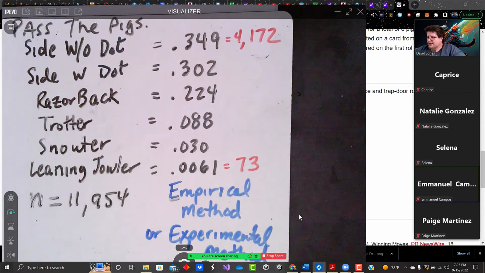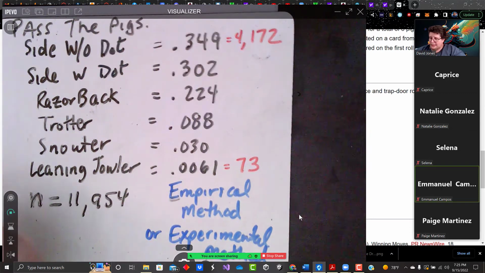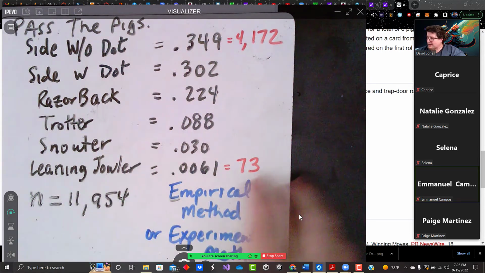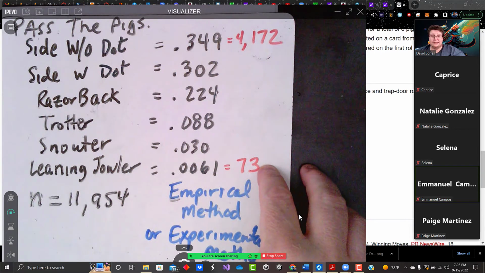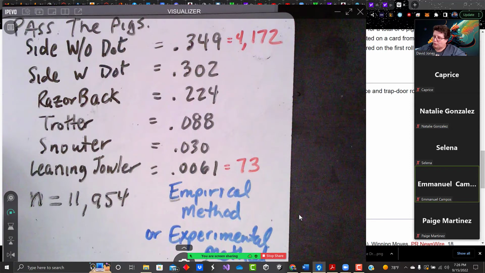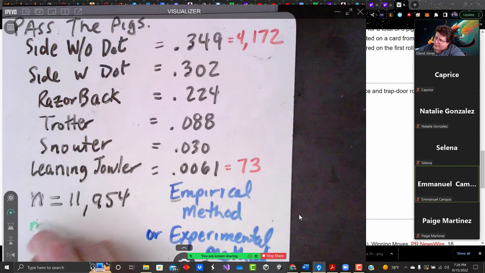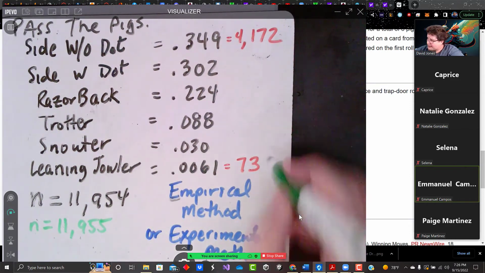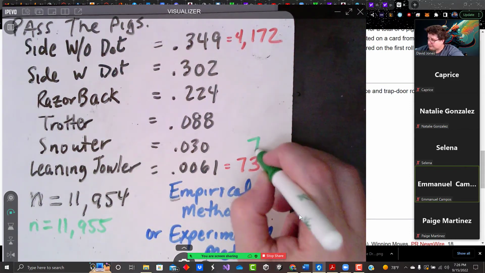This is another example of how we can show the law of large numbers. So they did this 11,954 times. If they rolled it and they only got 73 leaning jowlers, it doesn't happen very often. Let's say they rolled it one more time. And n goes up to 11,955, and the leaning jowlers go up to 74.